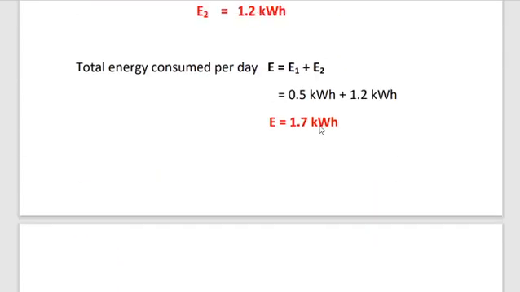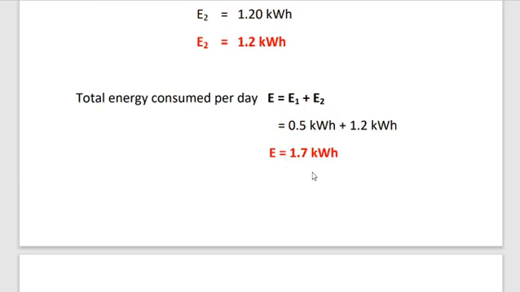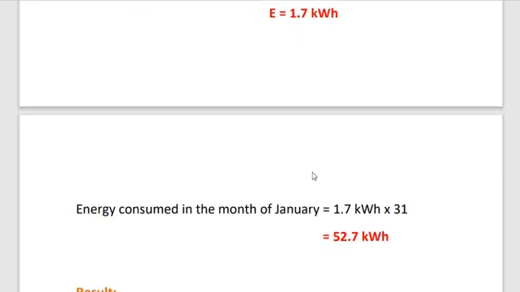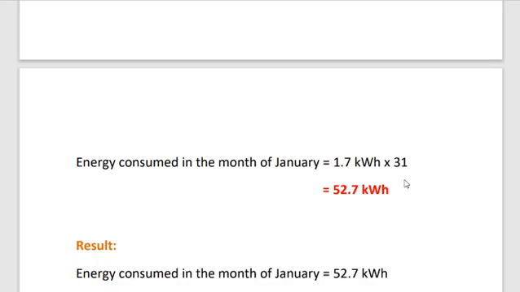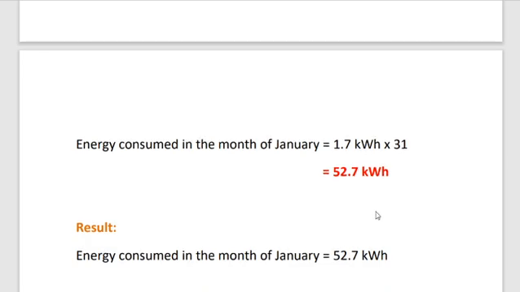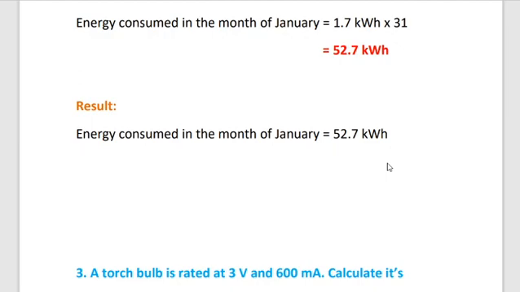So this is for the electric energy per day. Now we can calculate for the month of January. January contains 31 days. So the energy consumed in January is the total energy consumed in one day multiplied by the total days in January. So 1.7 kilowatt hour into 31 is equal to 52.7 kilowatt hour. So the result: energy consumed in the month of January is equal to 52.7 kilowatt hour. Now we move to the third problem.